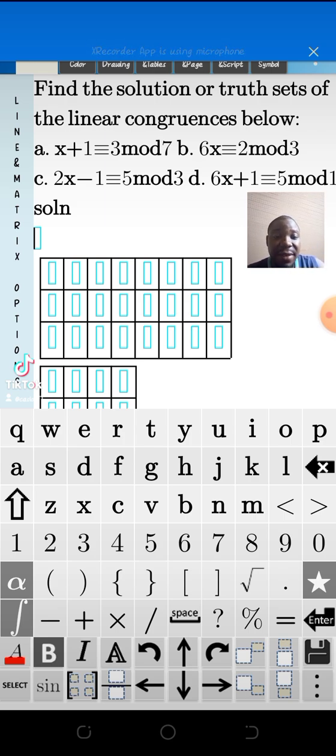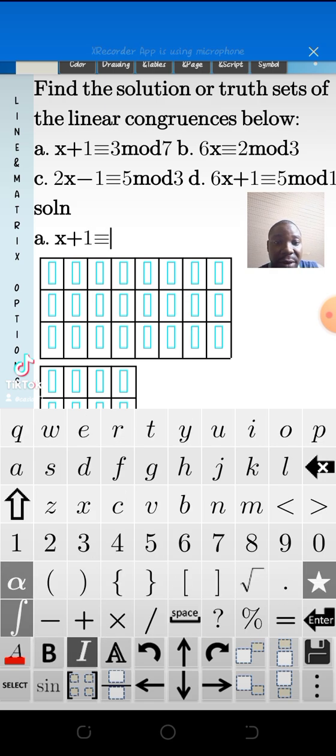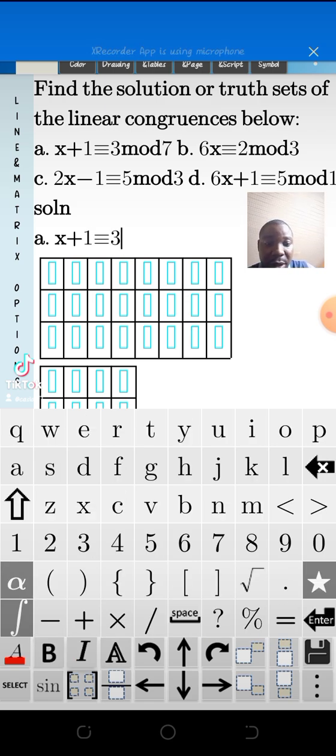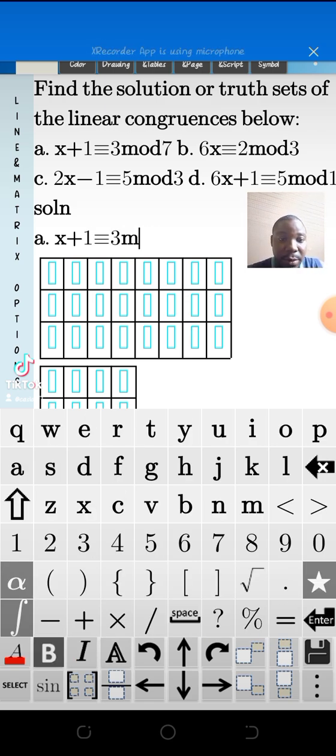So we have A, the first one. We have, I think, x plus 1 to be equivalent to 3 in mod 7. All right. So what we do here is this. I love the tabular method so much. Okay. There might be other methods. Mathematics is beautiful, of course. There are so many methods in resolving problems. But I prefer the tabular method.